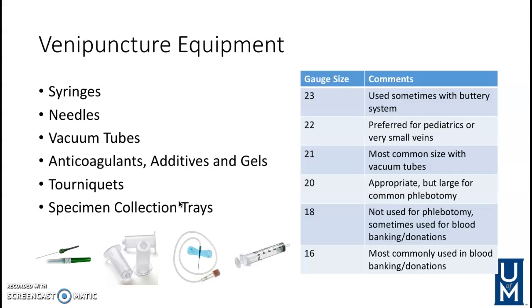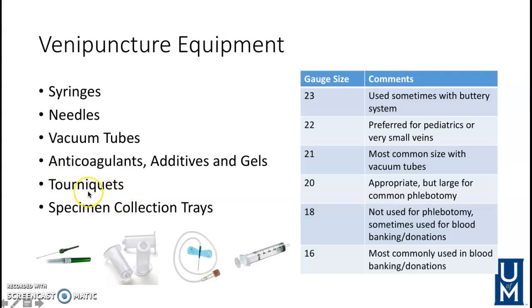So our equipment for venipuncture, we need a syringe. You can see a picture of a syringe here. A needle. There are various types of needles we'll get to in a second. A vacuum tube. That is that colored tube that actually holds the blood. An anticoagulant, additive, or gel. These are usually inside of the vacuum tube. You may or may not have known that.